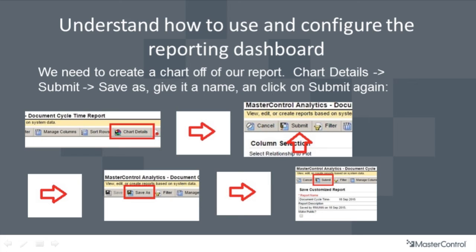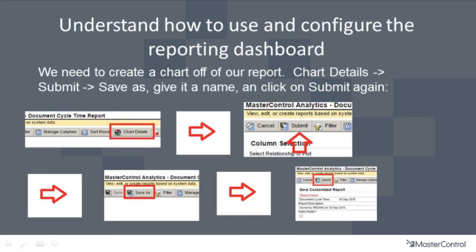To create the chart off the report, you go to the document cycle time report and click on the chart details button. I've got my lovely little arrows to indicate flow here. Then you click on submit, and come down here. You click on save as, and then from here you click on submit. When you save this customized report, you can do other things with it, but this is just the quickest way to get it into charting.